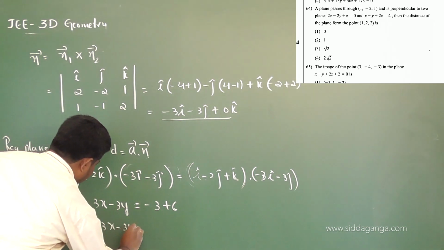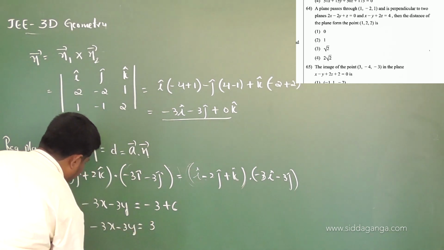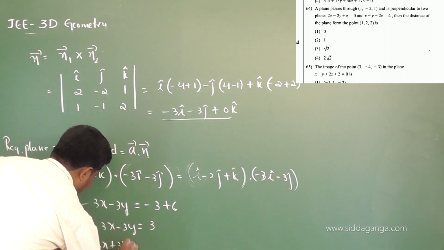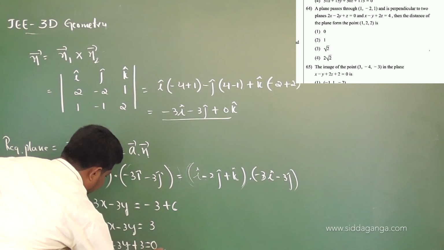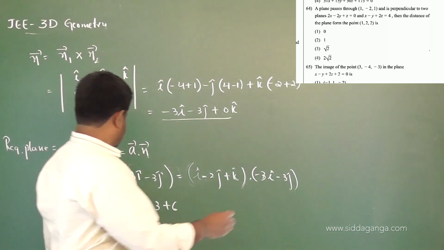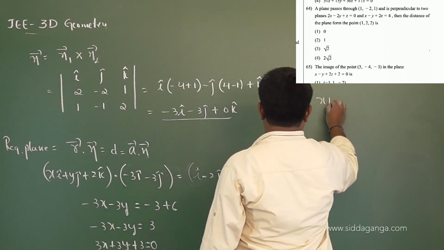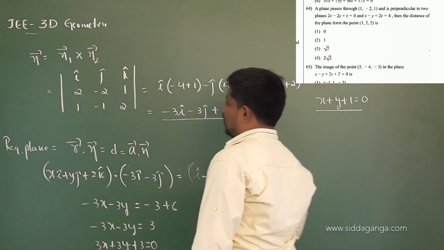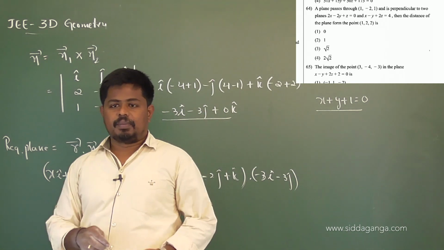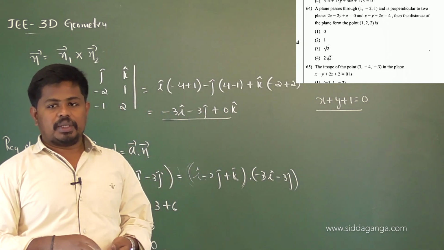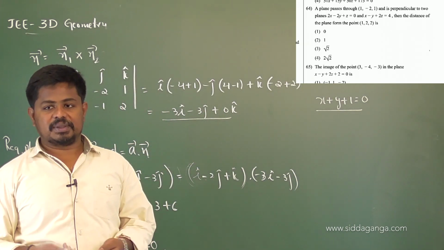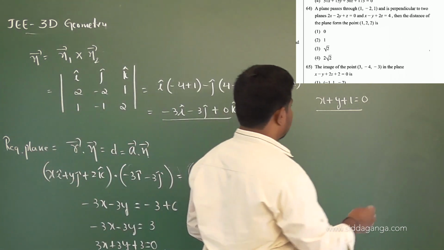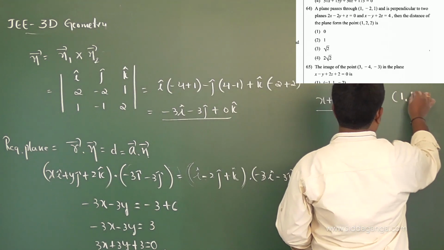So this gives minus 3x minus 3y is equal to 3. Multiplying by minus 1 and dividing by 3 on both sides, you get x plus y plus 1 is equal to 0. So this is the required plane passing through the given point 1, minus 2, 1 and perpendicular to both the given planes. Now the distance from this plane to the point 1, 2, 2.